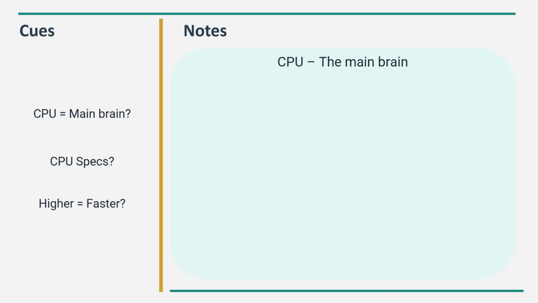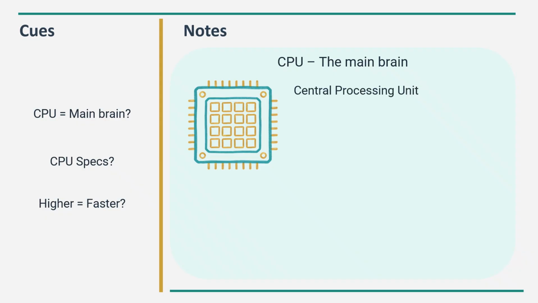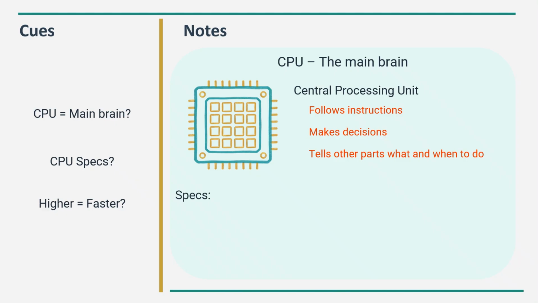The CPU is the main brain, and CPU stands for Central Processing Unit. It follows instructions, makes decisions, and tells other parts what to do and when to do it. When you open an app, calculate in Excel, or play a game, the CPU is doing the thinking incredibly fast. In the specs, we see the clock speed in gigahertz, and the higher the number of cores, the faster the execution time. Both of these values, the speed and the number of cores, mean faster execution times.